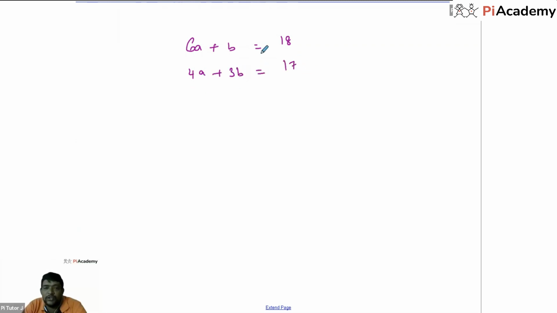Okay, here you go. I'll give you an easy question so that you can do it. 6a plus b is equal to 18, and 4a plus 3b is equal to 17. Can you solve that? I just want to know if someone is struggling with that.